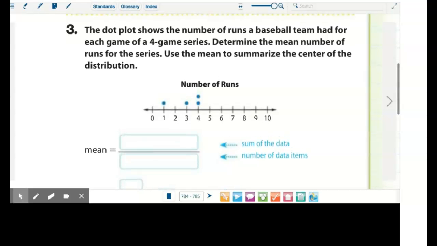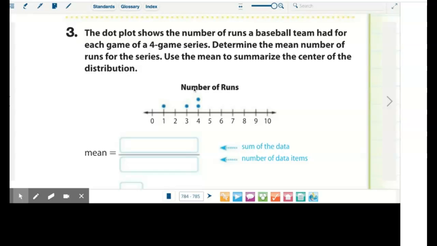Okay, now, here's another dot plot. So we're talking about the number of runs. If you're watching baseball games, of course, we can't do that now because baseball's not happening at the moment. But if you're watching a baseball game, the number of runs that a team makes each game in a 4-game series. So one game, they only got 1 run. Then they got 3 runs, another one. On 2 different games, they got 4 runs.